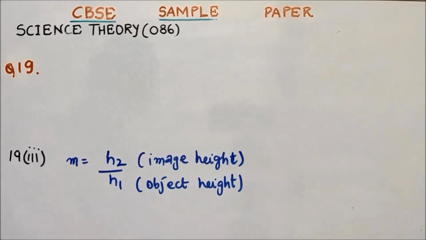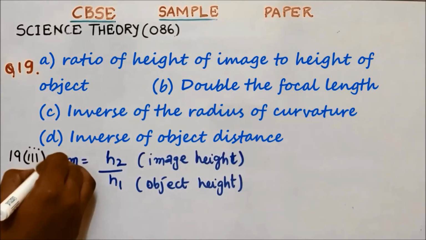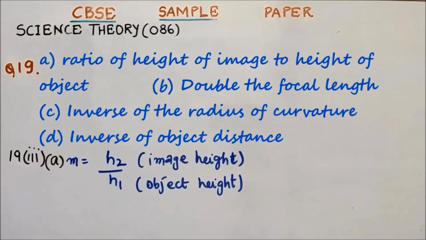If the image height is smaller than the object height, the magnification is less than 1. If the image height is larger than the object height, magnification is greater than 1. If both are equal, then magnification is 1. That is the case in a plane mirror. Now see the options. Option A, ratio of height of the image to height of the object. Yes, correct. So the third one answer is A.